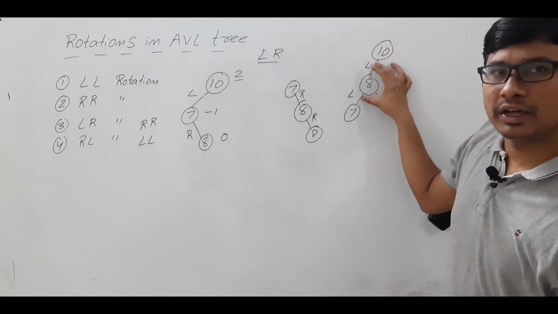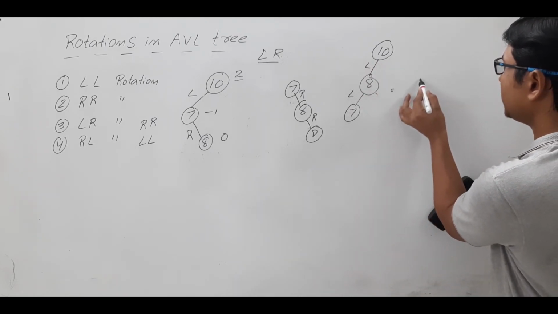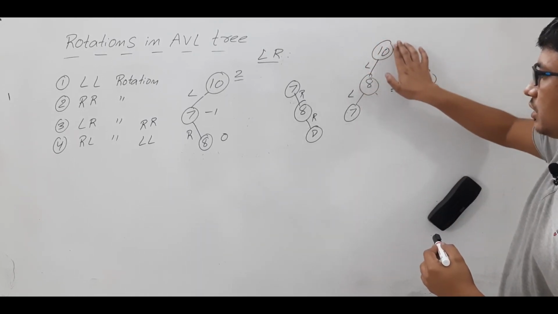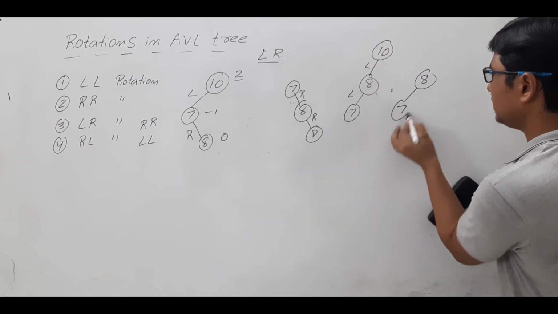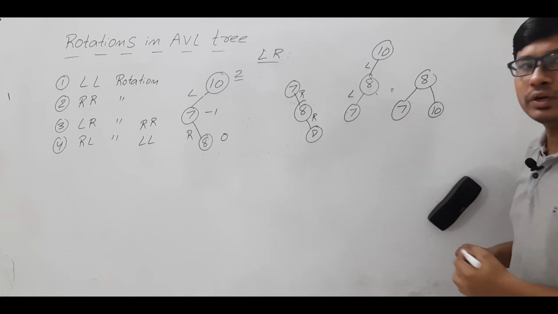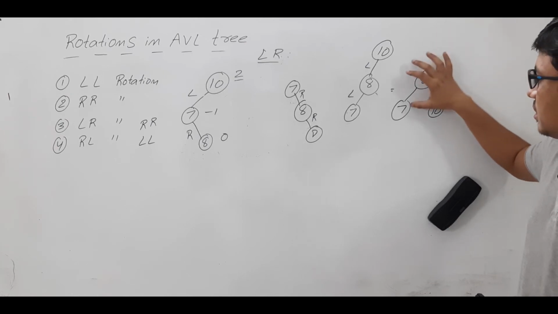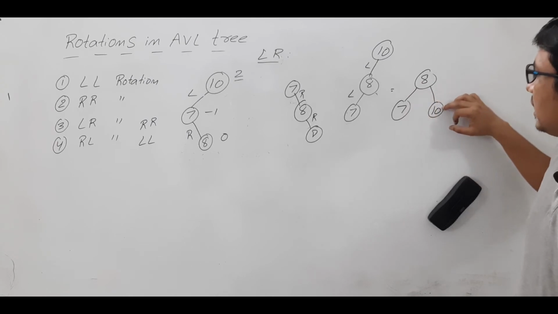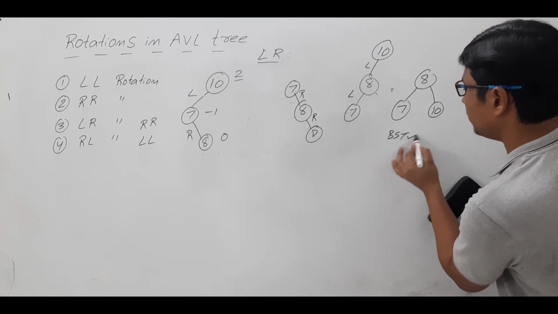Now I need to perform the LL rotation. If I perform the LL rotation, then it will be 8 because I will hold this node and I will rotate this one towards the right side. So if I rotate it, I will get 8, 7, 10. Now look at whether it is satisfying the binary search tree or not. What is the root node? 8. The 7 is less than 8, so it is there in the left subtree. Okay, 10 is greater than 8, so it is there in the right subtree. So I can say that it is satisfying the binary search tree.